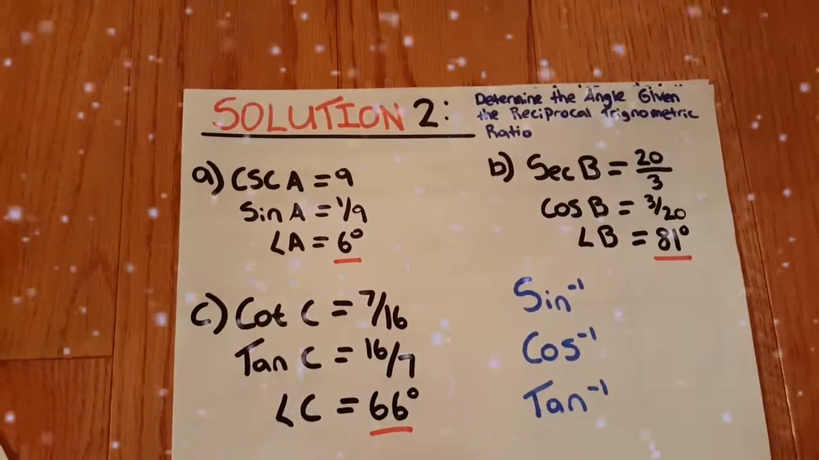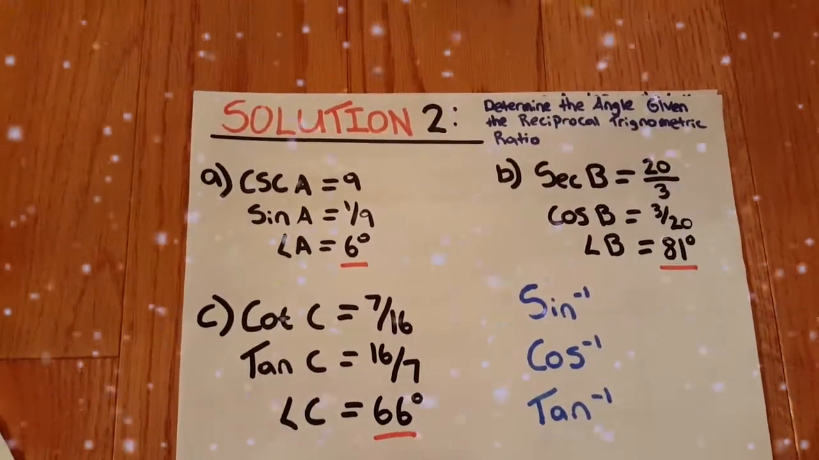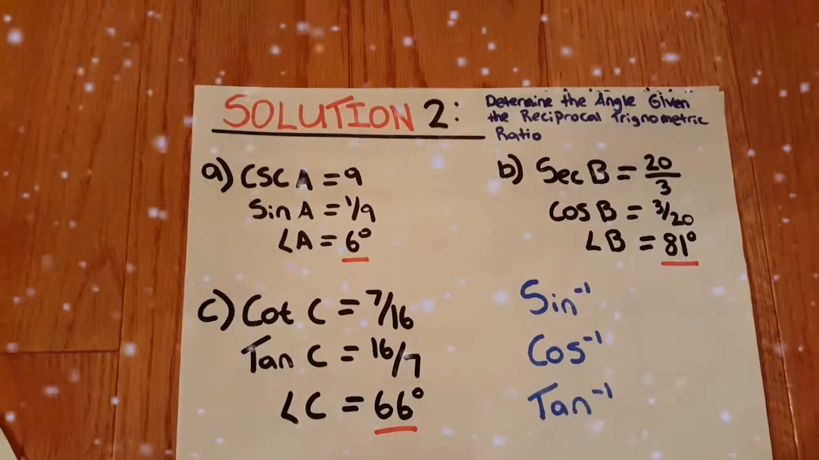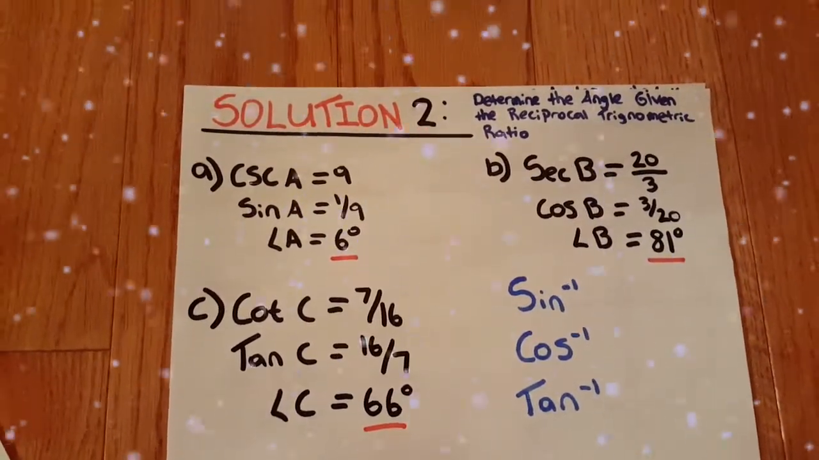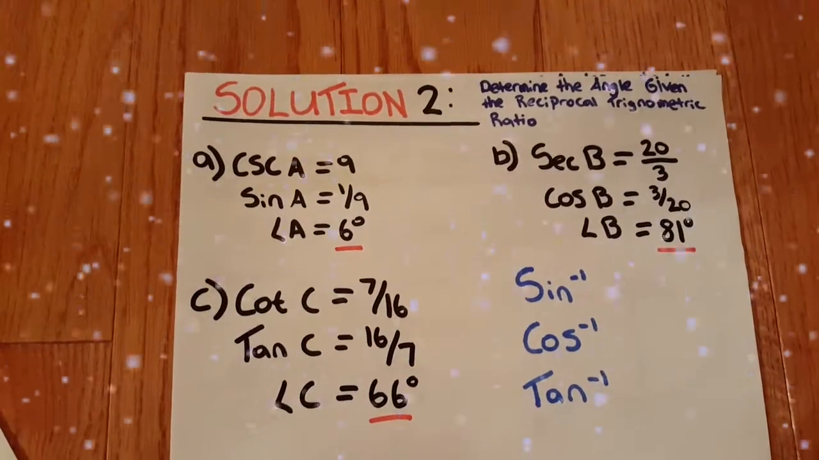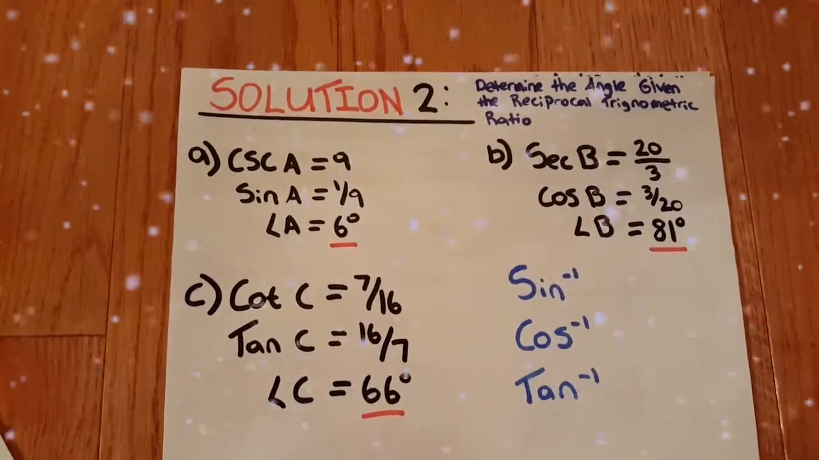A. Cosecant A is equal to 9. Remember, sine A is equal to 1 over 9 due to reciprocal. Now to get angle A, which is equal to 6 degrees, you do sine inverse of 1 over 9. That is how you get the degree.